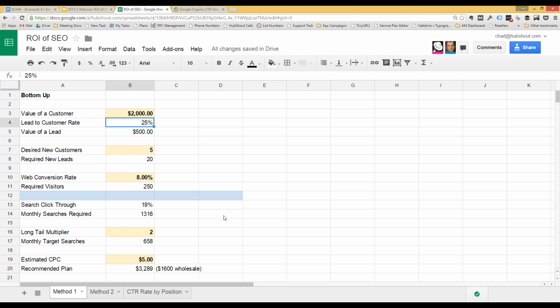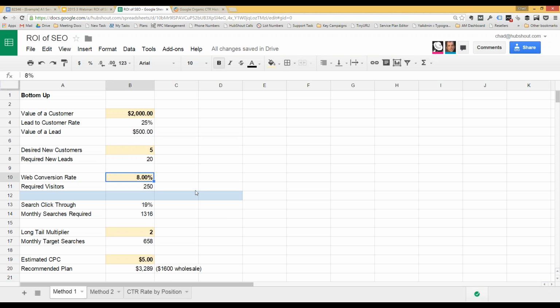Because if I need 5 customers, I need 20 leads that convert at 25% to customers. That's the math there. So I need 20 leads a month. Again, an assumption I make here is that the website conversion rate is 8%. The model is super sensitive to this conversion rate.